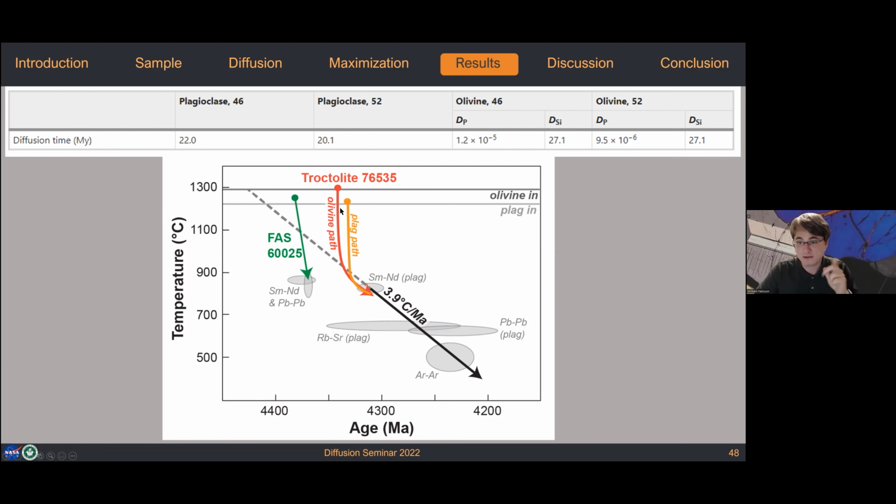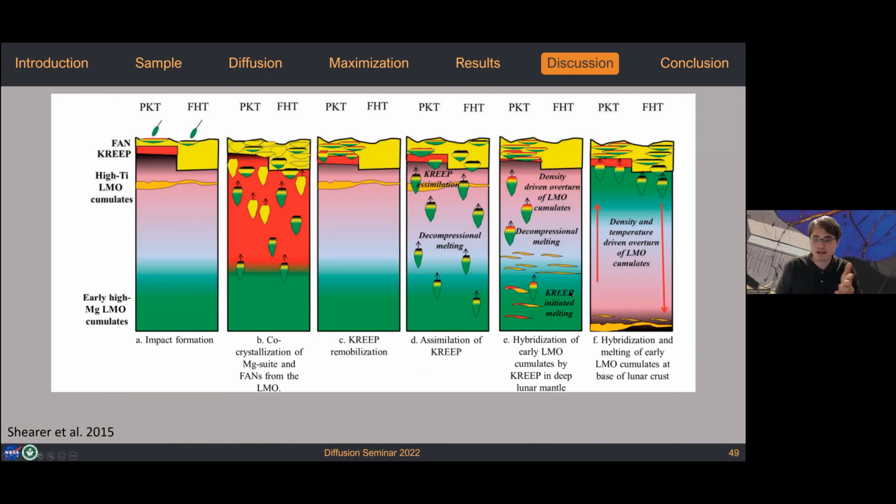Remember, these are not proposed cooling paths. I understand the arrows might be kind of misleading there. They're maximum cooling histories, so anything to the right of this region would be consistent with our modeling results. So what does this actually mean for the petrogenesis of the magnesium suite, that big lunar story I was talking about earlier? Well, you might have noticed something similar between all of these models.